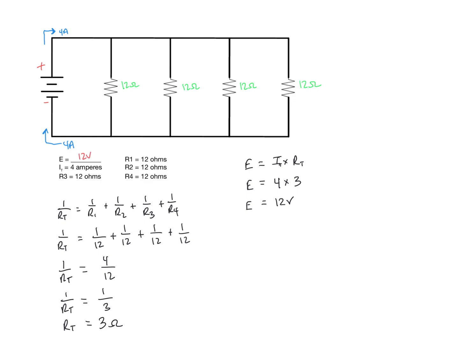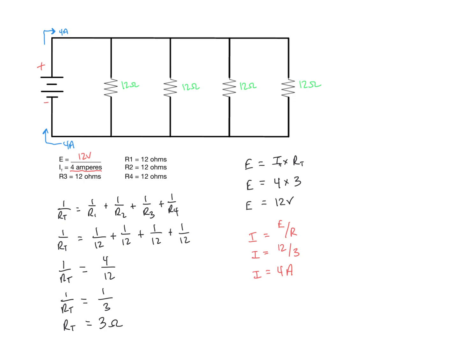And if we want to try to just prove that again, we could solve for anything. Maybe this time let's do current. So current is equal to voltage divided by resistance. So plug in our numbers, 12 divided by 3. And so current is equal to 4 amps. And that's what we've got right here. So we know that's a good solution.